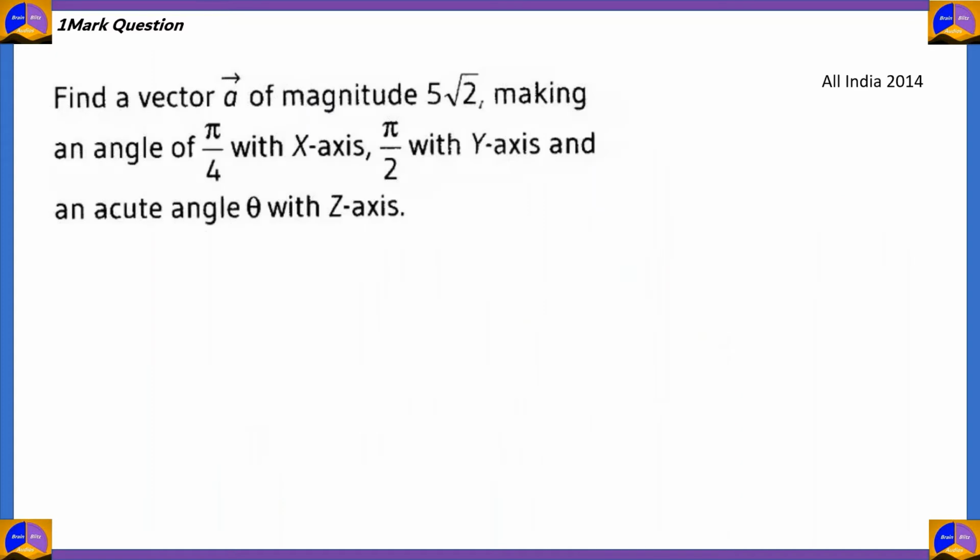We need to find a vector A of magnitude 5 root 2, making an angle of pi by 4 with the x-axis, pi by 2 with the y-axis, and an acute angle theta with the z-axis.